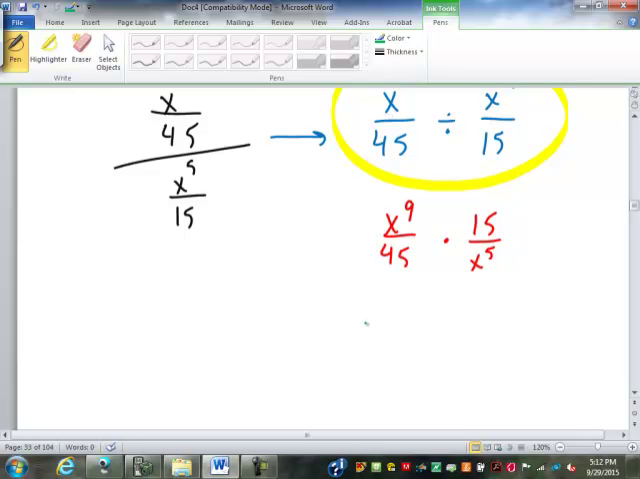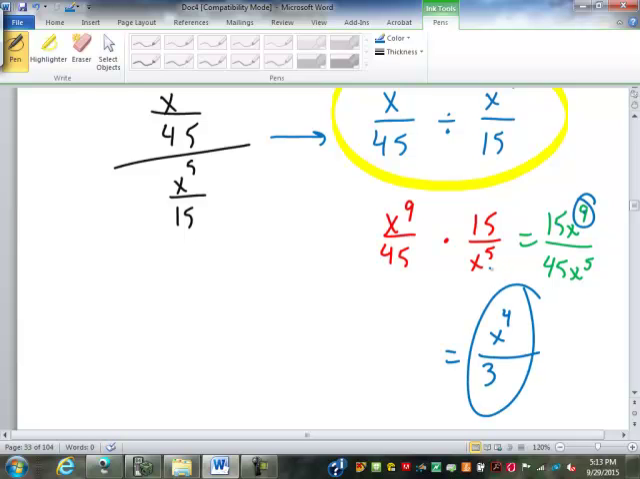I'll take the 45 and 15. Actually, it's probably easiest just to multiply it out. X to the 9th times 15 is 15x to the 9th. 45 times x to the 5th is 45x to the 5th. 15 and 45 will reduce to 1 over 3. Notice I'm going to leave the 1 off for now. X to the 9th and x to the 5th is going to be on top because the 9 is the larger power. 9 minus 5 is 4, so it's x to the 4th over 3.